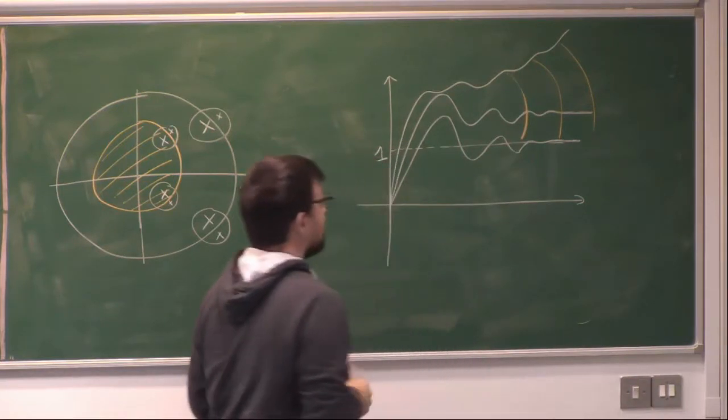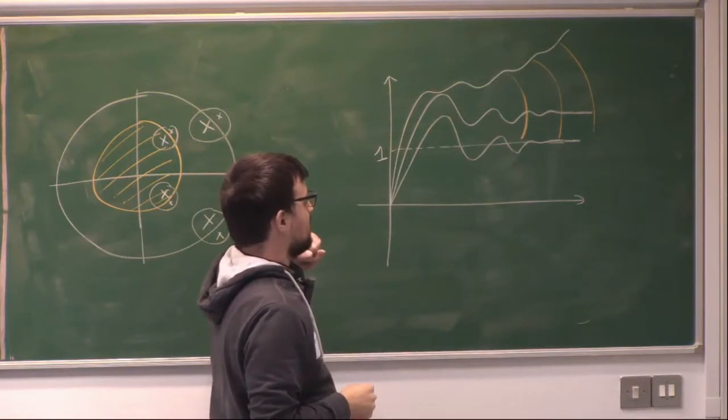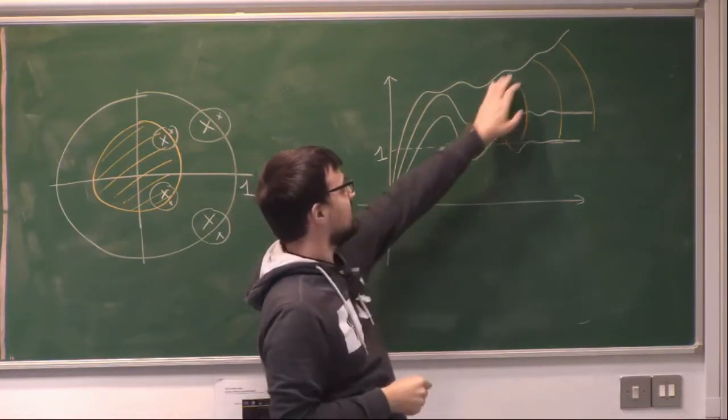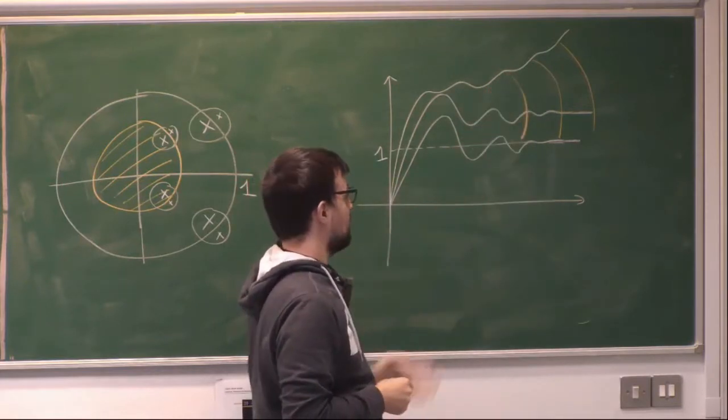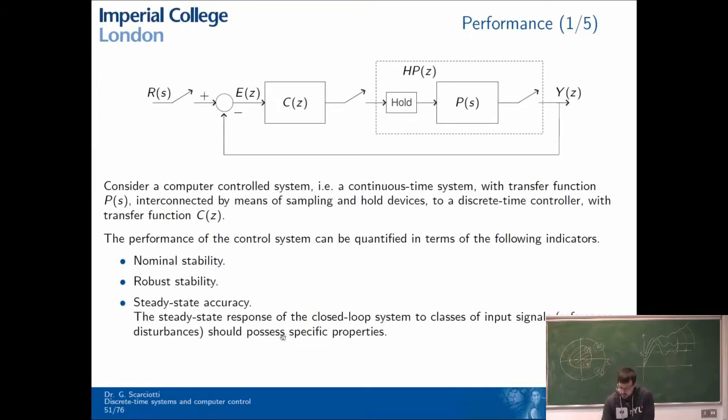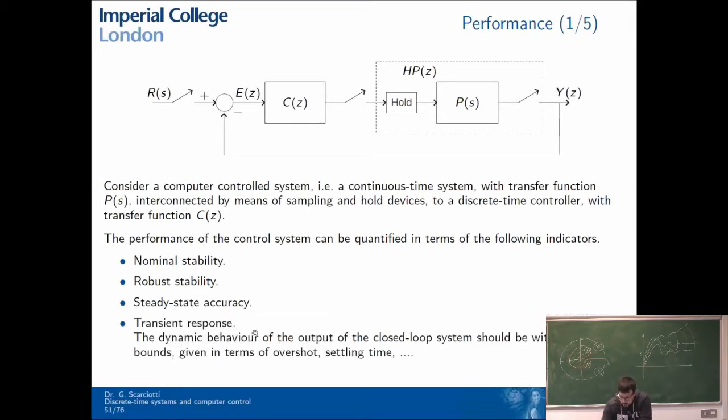I want to point out that, as I said in the previous lecture, if the system is asymptotically stable, then this case is impossible because the input of the system is bounded. So the steady-state accuracy is concerned with how the steady-state response behaves, in particular with respect to a reference or with respect to disturbances. Okay? Then a fourth aspect is the transient response.